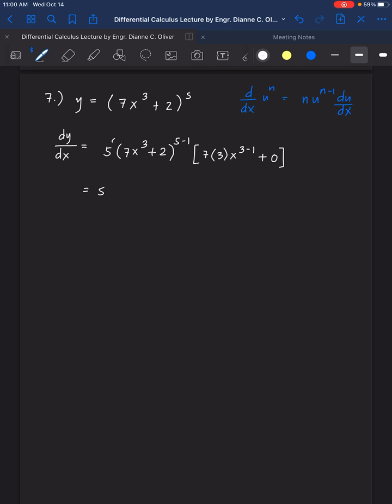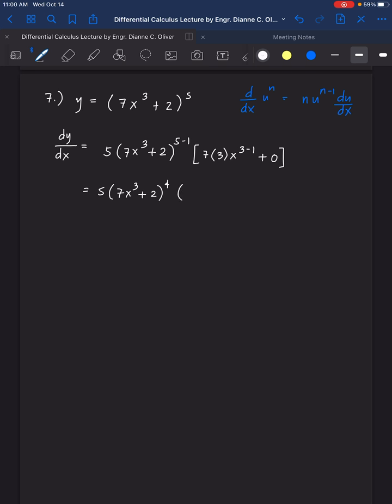5. So you cannot multiply this immediately because it has a power, it has an exponent. As long as there's an exponent outside the parenthesis, you cannot just distribute whatever is outside inside the parenthesis. The exponent serves as a lock. As long as the parenthesis has an exponent, you cannot distribute any number or variable into the parenthesis. Okay, so we will copy 5, 7x raised to 3 plus 2 raised to 4.